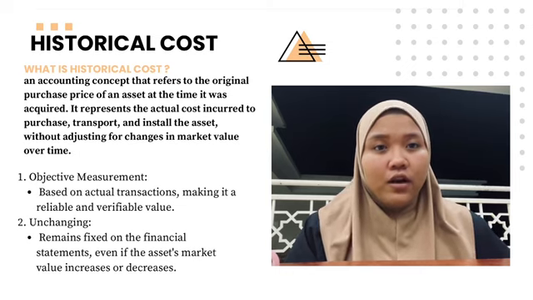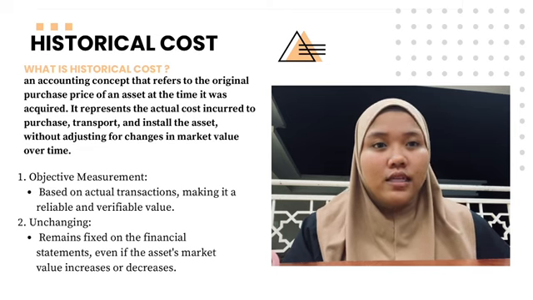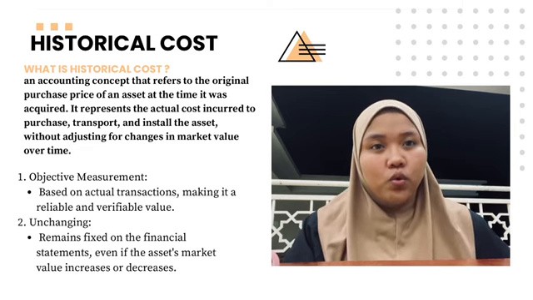For example, if a company buys equipment for 50,000 ringgit Malaysia, the historical cost of the equipment is recorded as 50,000 ringgit Malaysia on the balance sheet, regardless of its current market value.